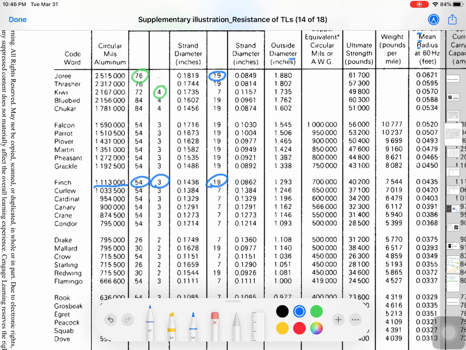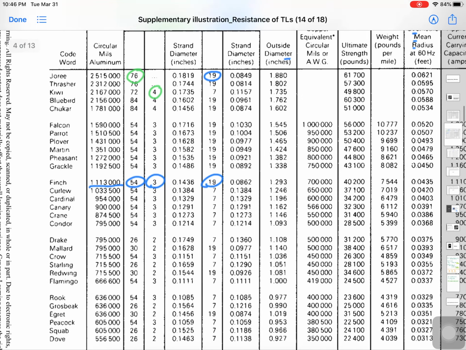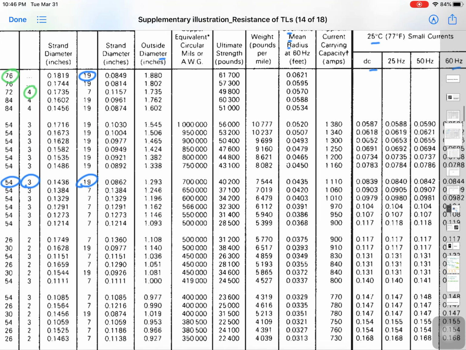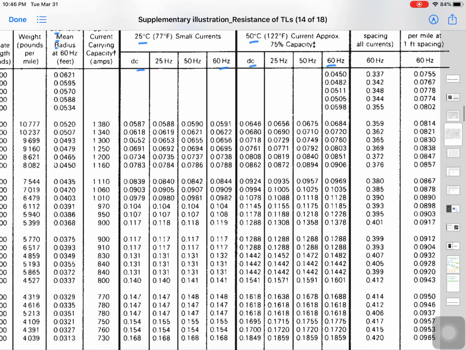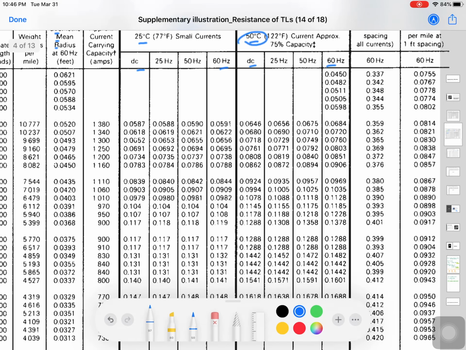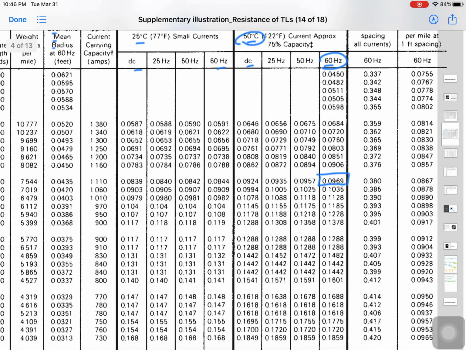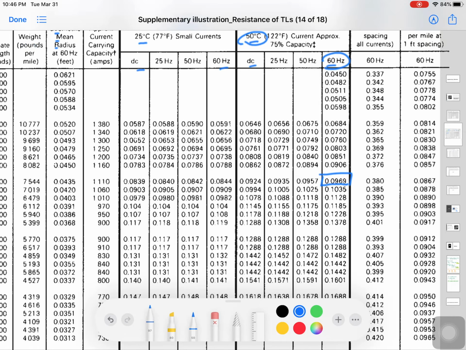Okay? So, what we will be needing is the resistance data. Okay? Kasi pinapahanap yung resistance. Since ang given is AC, 50 degrees. Alright? 50 degrees daw. Celsius, 60 Hertz. So, what we are actually looking for is this resistance. 0.0969. Okay? So, let's go back.